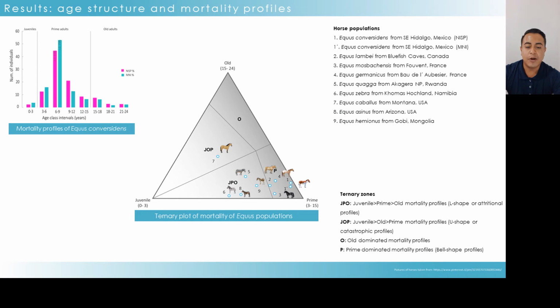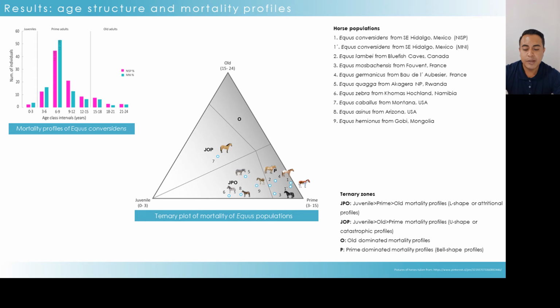Mortality profiles of Equus conversidens show a bell-shaped age distribution. Hunting of prime adults can produce these mortality profiles. The individuals of age between 6 to 9 years are the most representative. This could be the result of accumulation through time, where predation has an important role. Other populations like Equus lambei from Bluefish Cave, Canada, Equus mosbachensis from Baume de la Bessière, and Equus germanicus from Fauvelles, France, show this same mortality pattern.